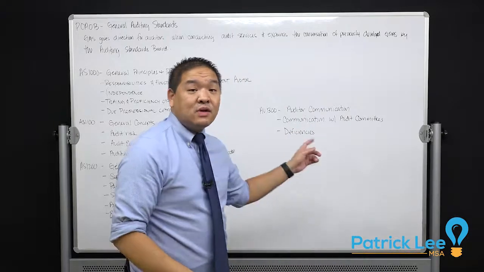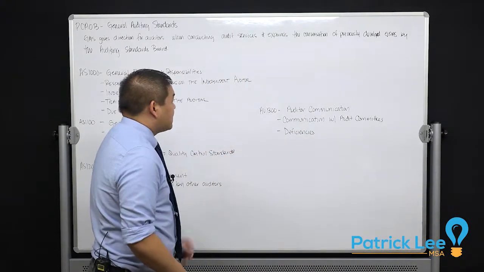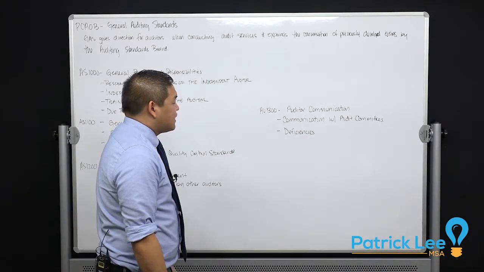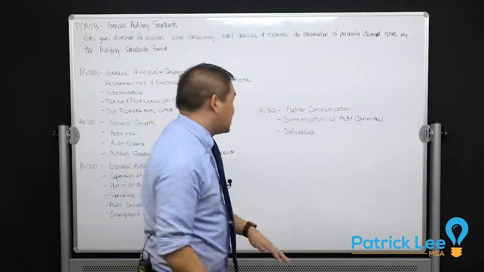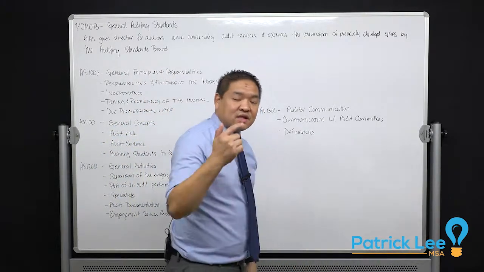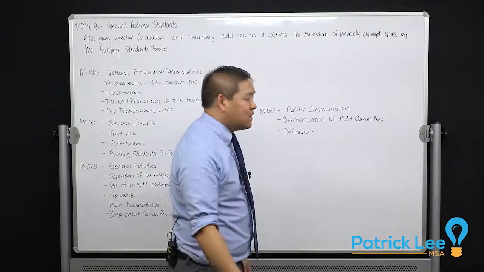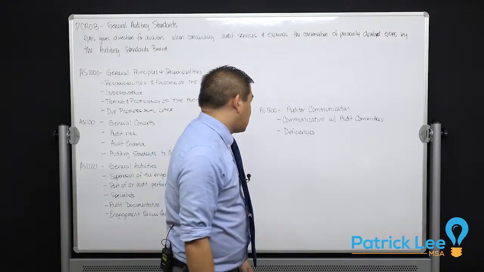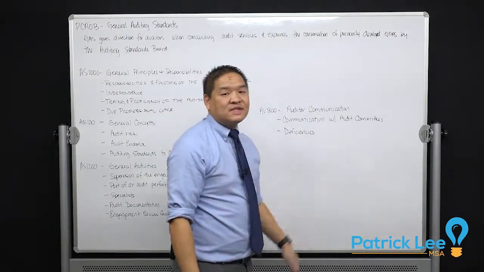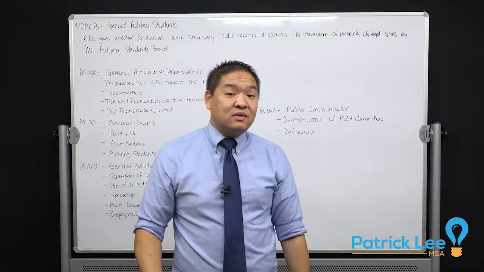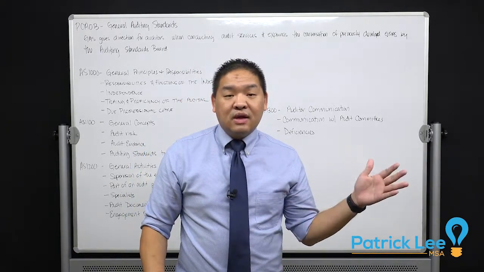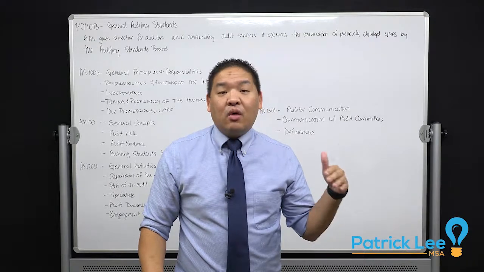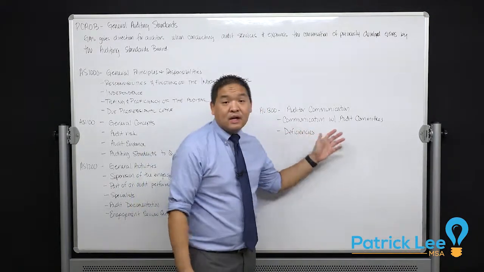And then finally, communication, AS 1300, auditor's communication. So talking about the auditor's communication with the audit committee, things to think about when we're discussing things with the audit committee, and when do we need to approach the audit committee. And then deficiencies that we see, how to communicate deficiencies that we see to the entity that we're auditing or to the board of directors and the audit committee.